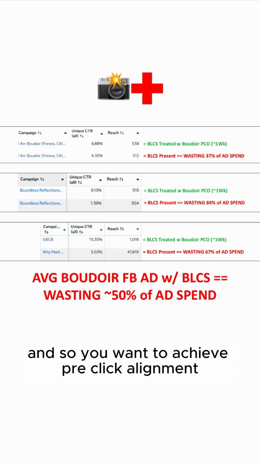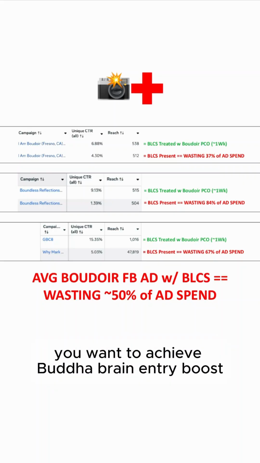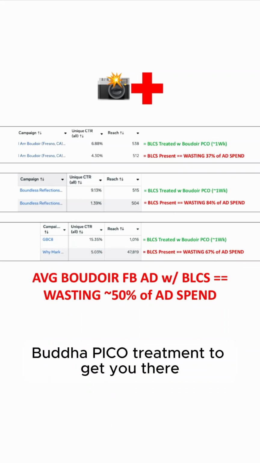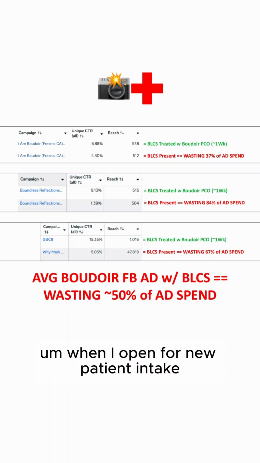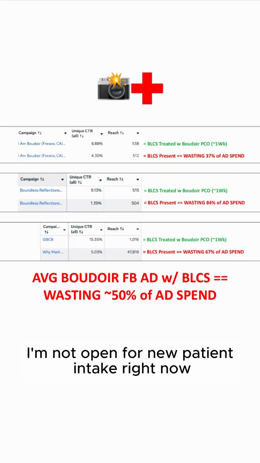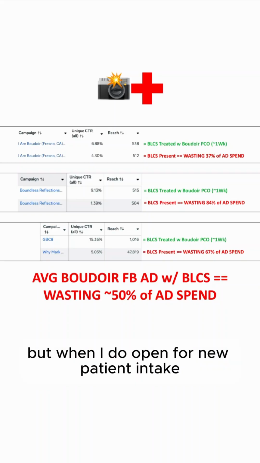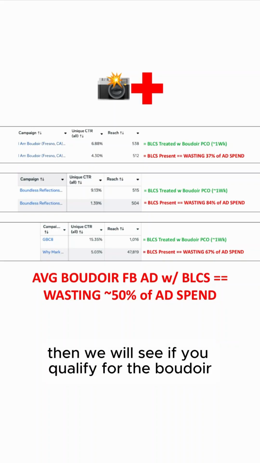And so you want to achieve pre-click alignment. You want to become a dominant Boudoir advertiser. You want to achieve Boudoir brain entry boost with your Boudoir Facebook ads. And you want the Boudoir Pico treatment to get you there. Then shoot me a DM when I open for new patient intake. I'm not open for new patient intake right now. My DMs are closed. But when I do open for new patient intake, shoot me a DM, and then we will see if you qualify for the Boudoir Pico treatment.